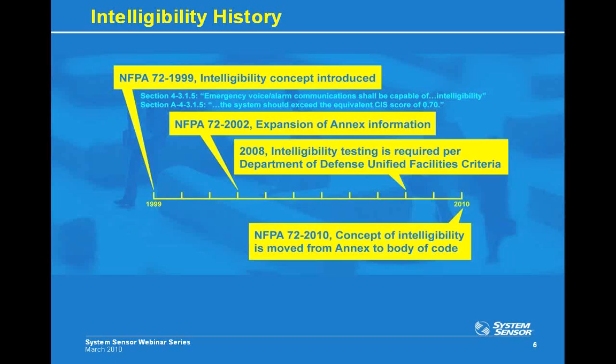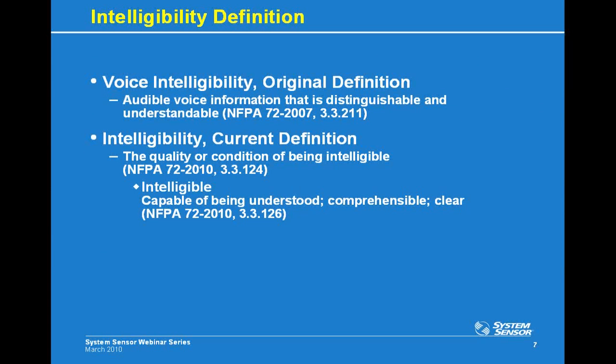And finally, just recently, in 2010, the new edition of NFPA 72 moved the concept of intelligibility from the annex for the first time and added it into the body of the code. This was adopted and just released at the end of 2009. So moving forward, we'll look at the definition of intelligibility. As you can see, NFPA originally defined intelligibility as audible voice information that is distinguishable and understandable.